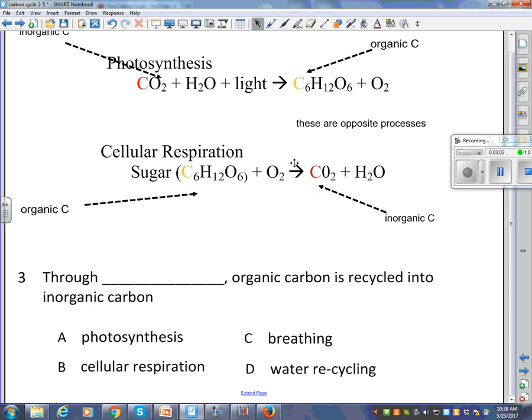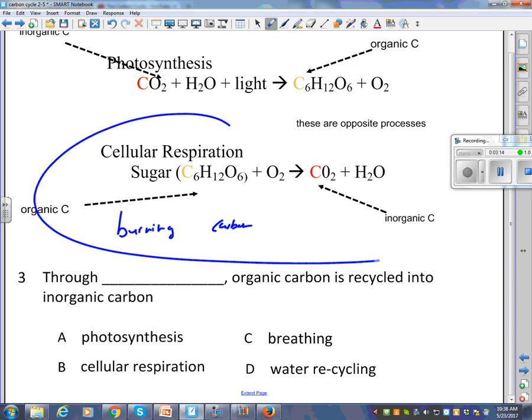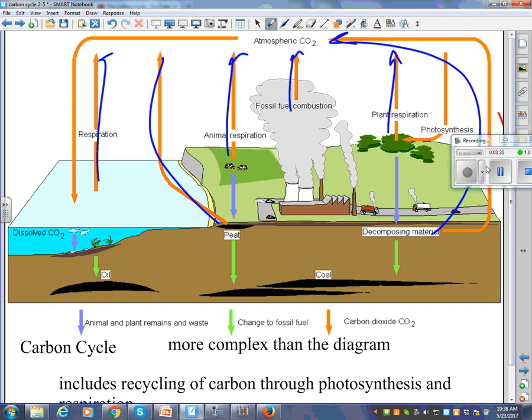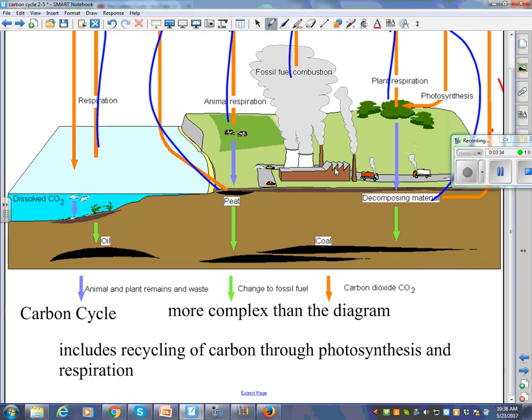But we're also burning carbon. So we've got more in here than can be balanced by photosynthesis, right? And I showed you this picture, and I showed you how many different ways carbon can get into the atmosphere. There are more ways up than there are down. There's very few down. And that's really it in a nutshell. It's not that hard to understand, is it?